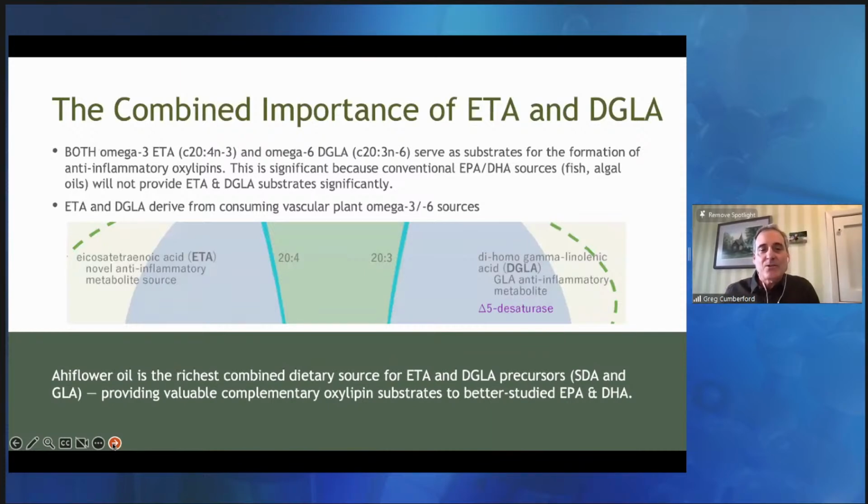So when you stack those two together, going back to that more holistic view of what's happening at the cellular interface, we see that both ETA and DGLA are serving as important substrates for anti-inflammatory oxylipins. And it's significant because conventional EPA and DHA sources are not going to achieve that. They're downstream essentially from that in a balanced way. And for its part, ahi flower oil will be the richest dietary combined source for achieving upregulation of both ETA and DGLA.